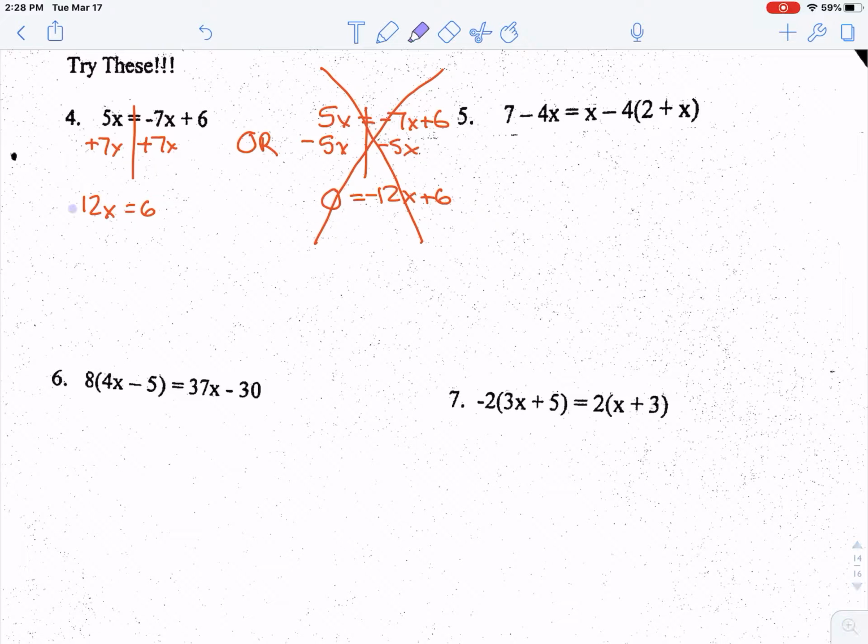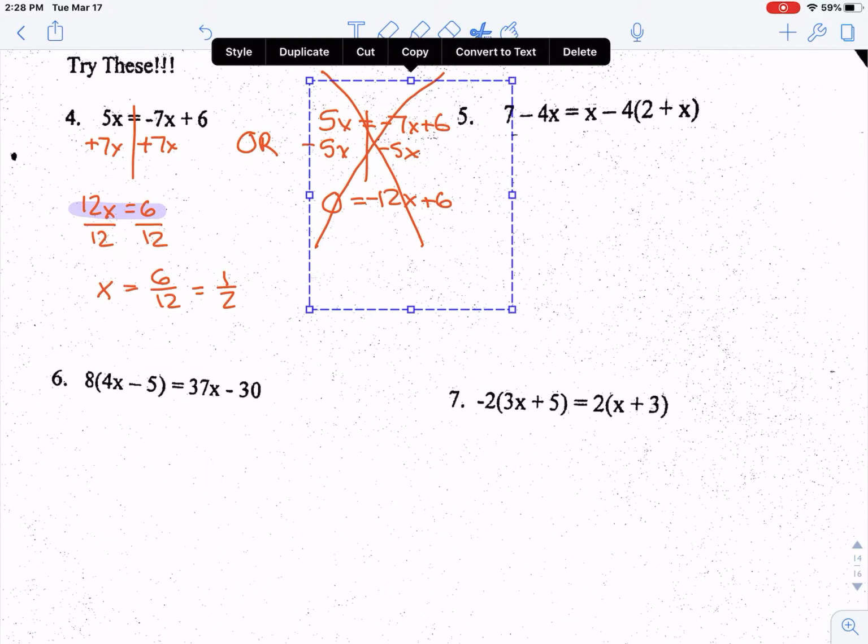So anyways, back to over here, we have 12x is equal to 6. We want to solve for our x, so we're going to divide both sides by 12. And we get x is equal to 6 over 12, or again, we should be able to easily see that simplifies to 1/2. Okay? All right.